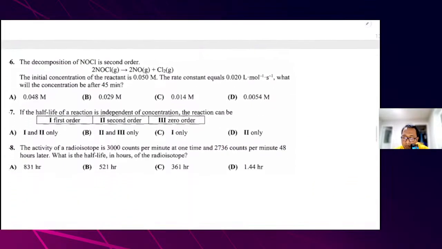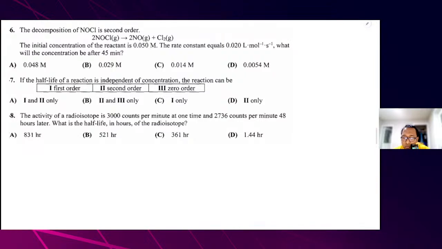Okay, now let's move on to number 6. The decomposition reaction. The initial concentration is this one. This is the initial concentration. The rate constant equals 0.2. What will the concentration be after 45 minutes? Okay, after 45 minutes.